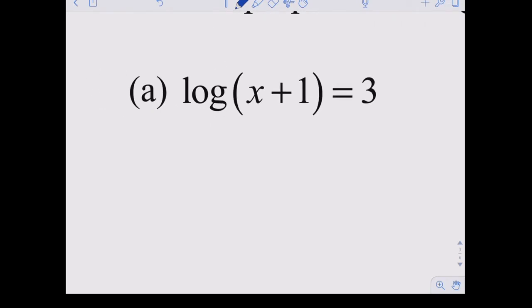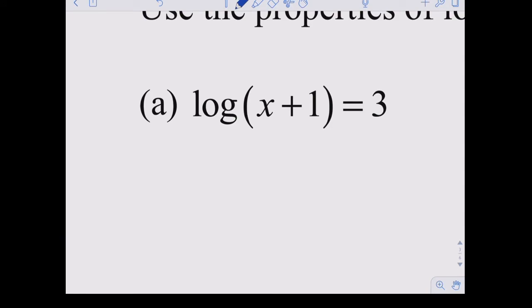All right, here we go. Log base what of x plus 1 equals 3? What's the base? 10. Anyone know the answer? 999. Did you guess that? How'd you do that?